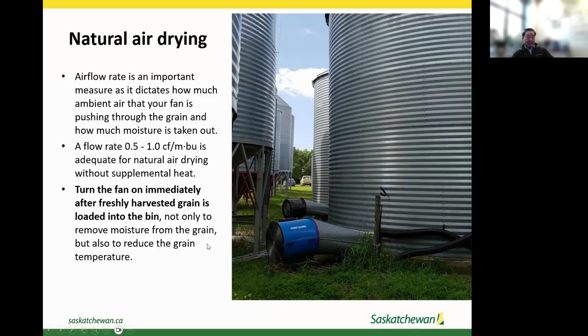There's one important point I want to emphasize here: turn on the fan immediately after freshly harvested grain is loaded into the bin, because at that time the grain temperatures are hot. You turn on the fan not only to remove the moisture from the grain, but also to reduce the grain temperature, which is crucial to make the grain safe. If you could drop the grain temperature 5 or 10 degrees, that would make the grain more resistant to spoilage.